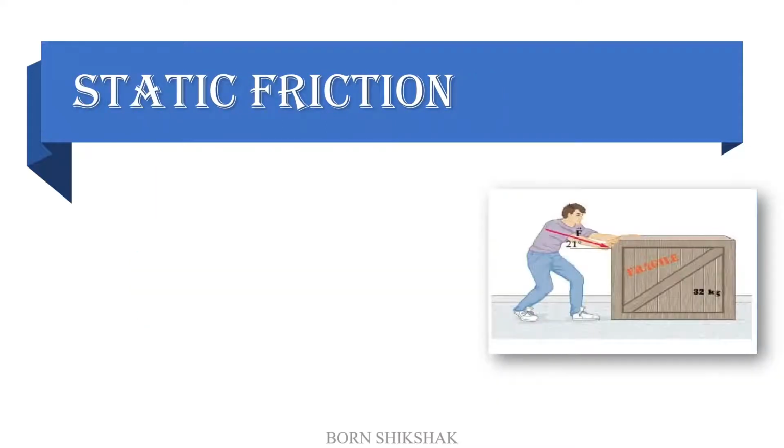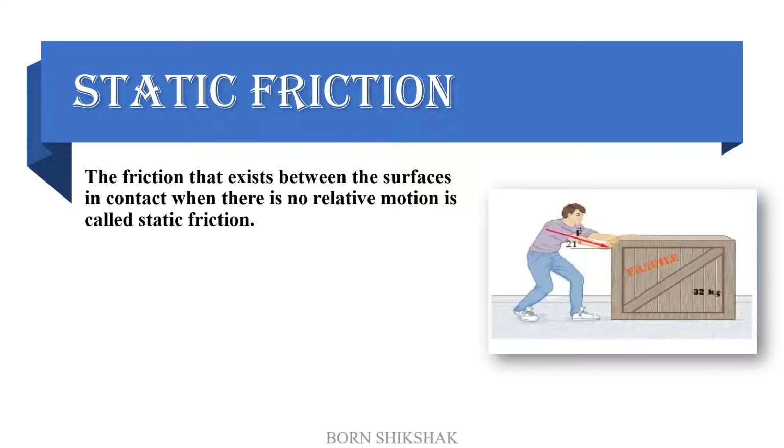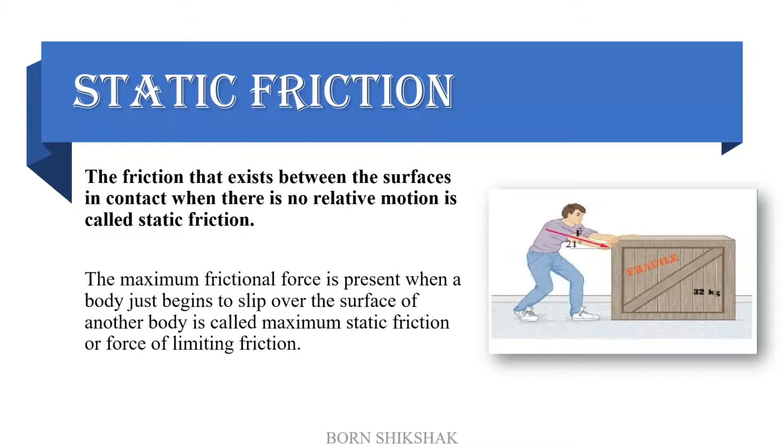Static friction. The friction that exists between the surfaces in contact when there is no relative motion is called static friction. The maximum frictional force is present when a body just begins to slip over the surface of another body is called maximum static friction or force of limiting friction.